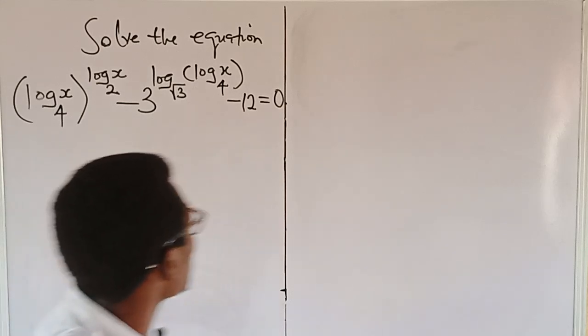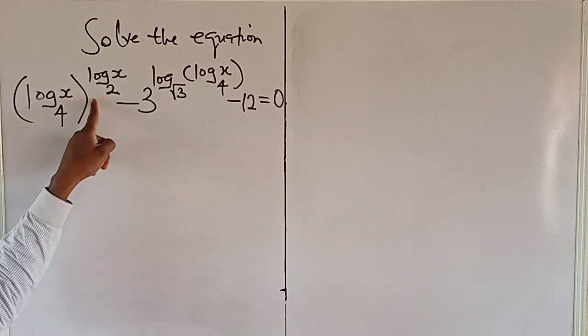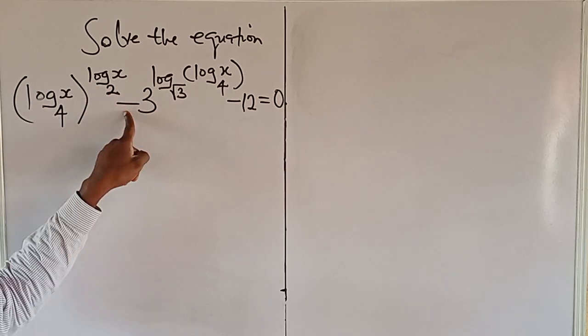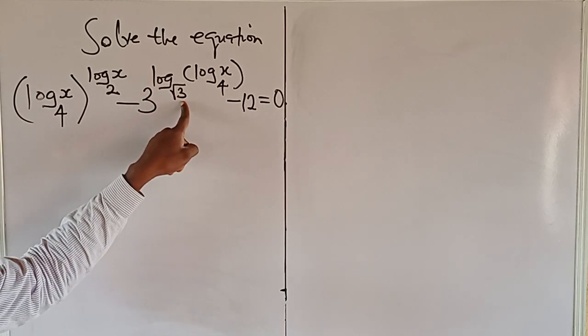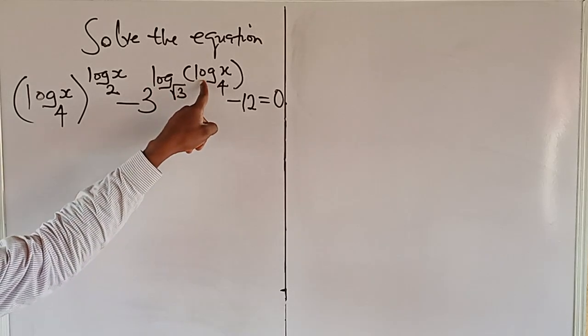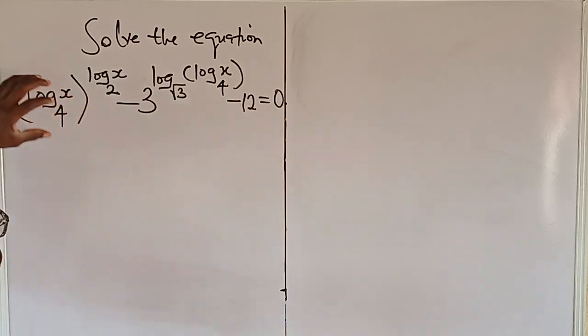All right, now look at it. We are required to solve the equation: log to the base 4 of x, to the power of log to the base 2 of x, minus 3 to the power of log to the base root 3 of log to the base 4 of x, minus 12 equals 0. So we are to solve this particular equation.